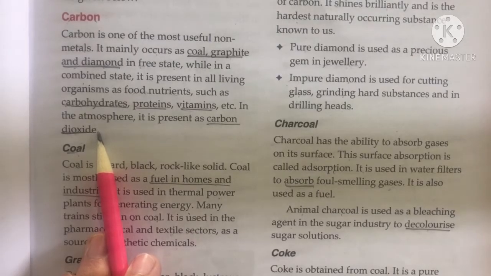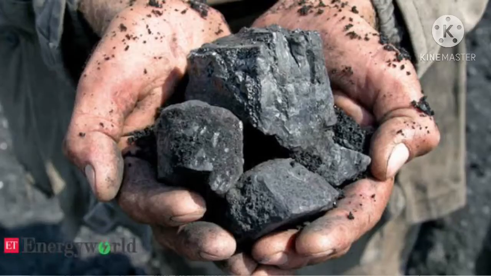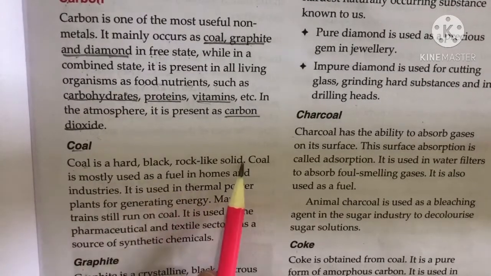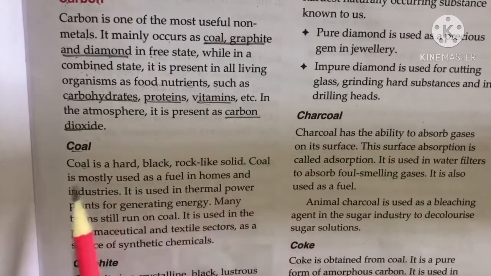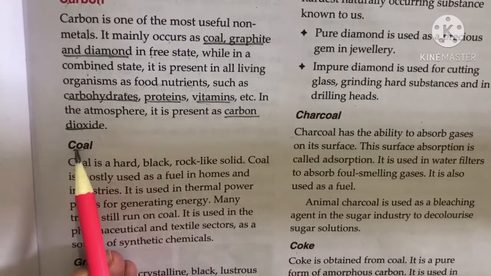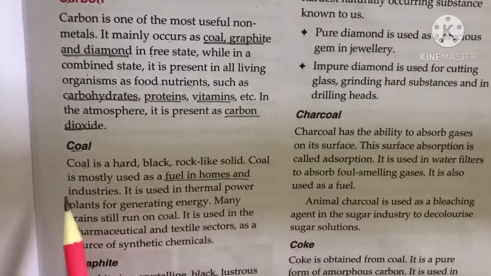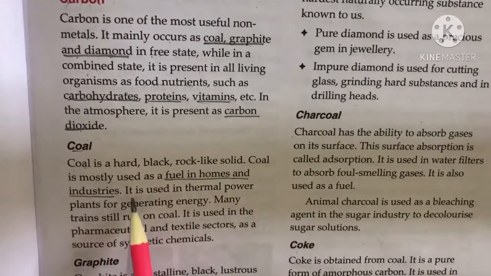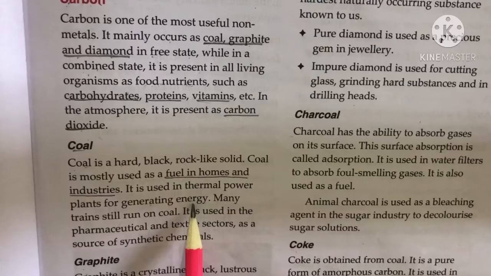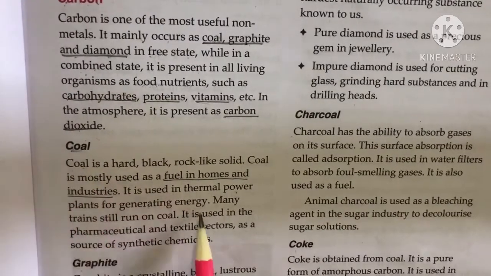Next we will discuss different forms of carbon. The first one is coal. Coal is a hard, black, rock-like solid. Coal is mostly used as a fuel in homes and industries. Then it is used in thermal power plants for generating energy.